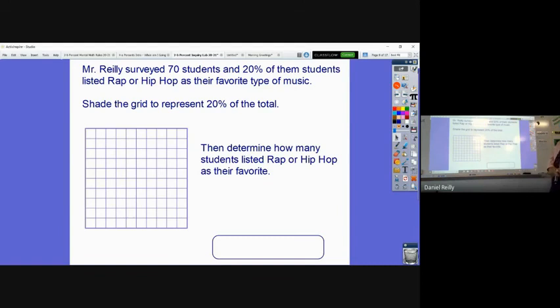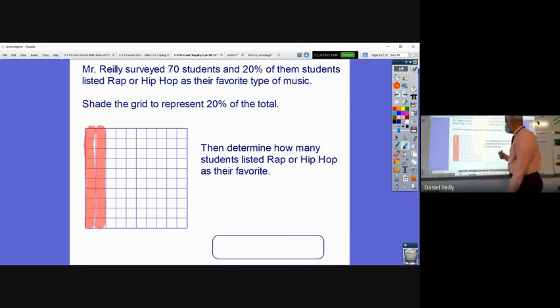Okay, so 70 students were surveyed, and we're looking for 20% of them, all right? So we shade the grid to represent 20%. So what am I going to shade in? Alicia? 2 columns or 2 rows, okay? So shade in, that's 20%. The total amount of this grid is worth, right? Always look for identifying the total. That's these 70 students, that's the total. So this whole thing is worth 70.